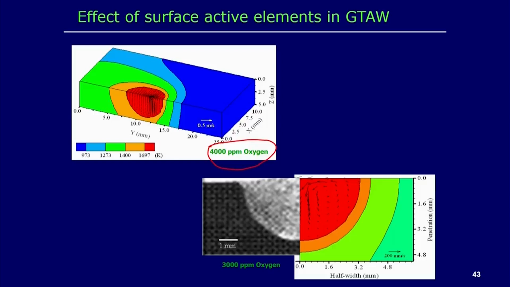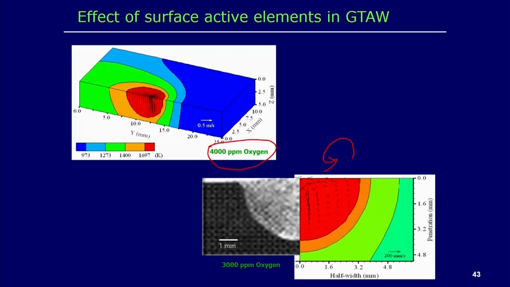Here you can see that the flow pattern is in this direction, that means there is an effect of the surface active elements. We can see that even for the gas tungsten arc welding process, it is possible to achieve quite a high depth of penetration, that means quite a high aspect ratio.